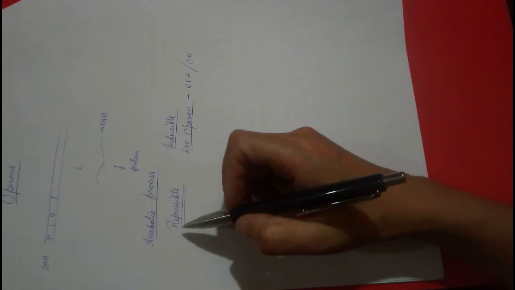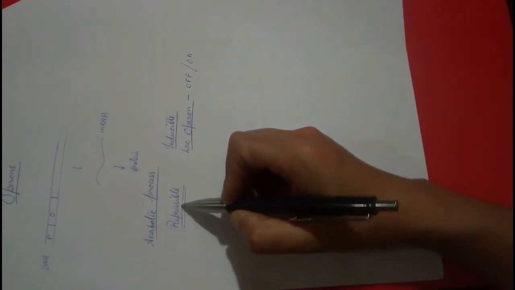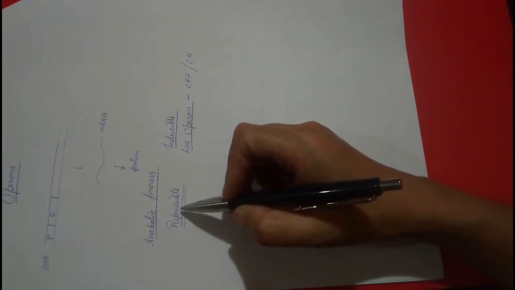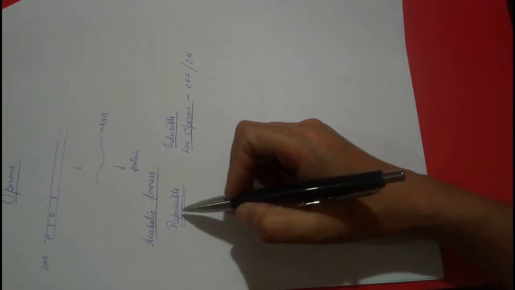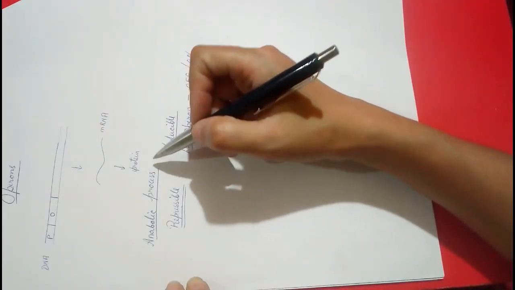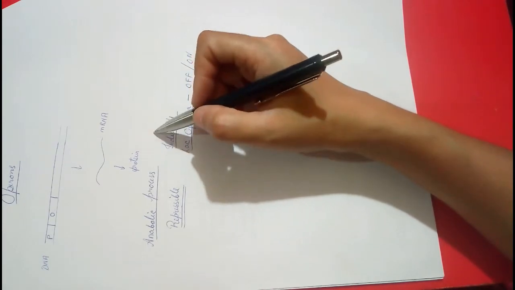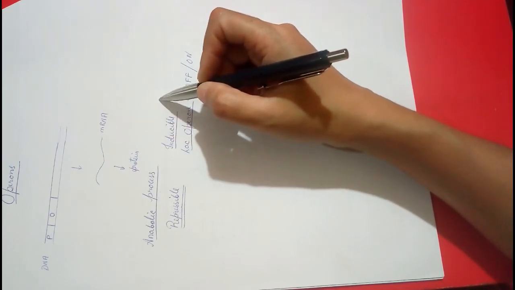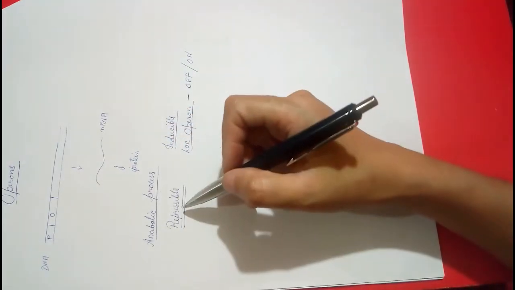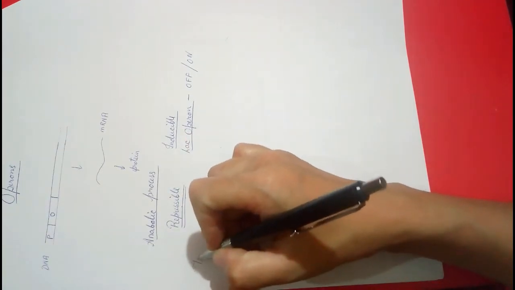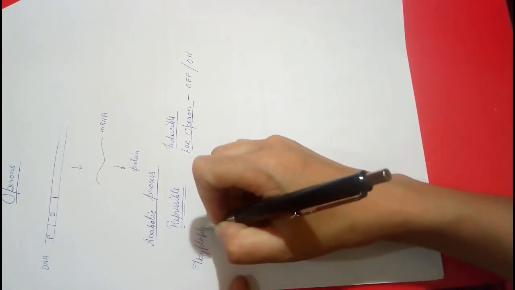So like I said, the repressible operon is an operon which is used by a bacterial cell in anabolic processes. And anabolic processes are those processes which synthesize certain types of molecules required by the cell. So an example of a repressible operon that we are going to study is the tryptophan operon.